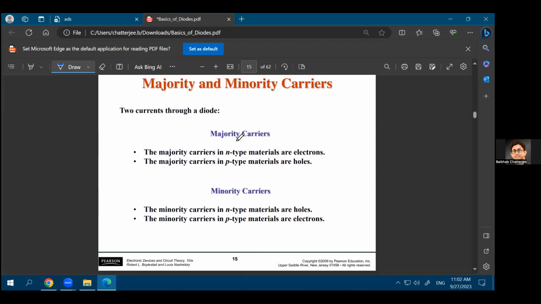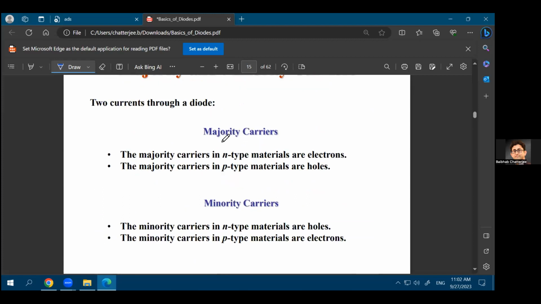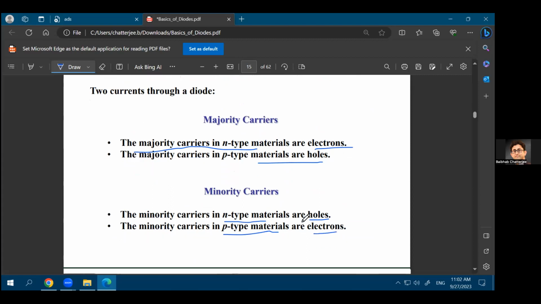Okay, we have already defined majority carriers and minority carriers. So majority carriers for N-type material are electrons. For P-type material, these are holes. Minority carriers will be just the opposite. For N-type material, minority carriers will be the holes. And for P-type material, the minority carriers will be the electrons.